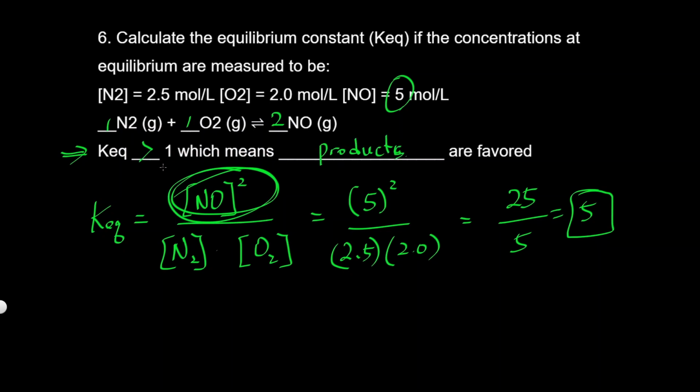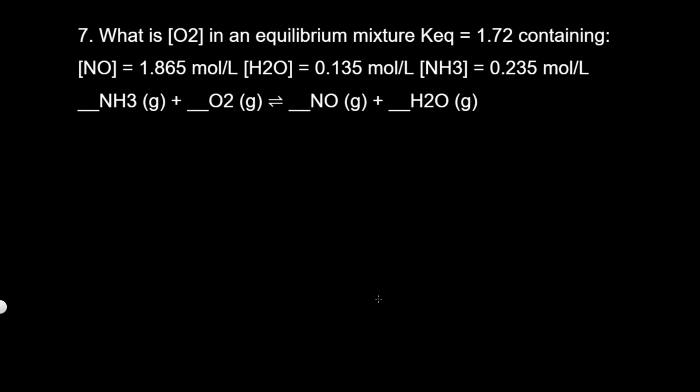Products are favored. If it's less than 1, the reactants will be favored. Let's move on to number 7 now. Number 7 says, this time we need to figure out the concentration of oxygen, where KEQ is given. Again, before we do anything, you need to balance this.